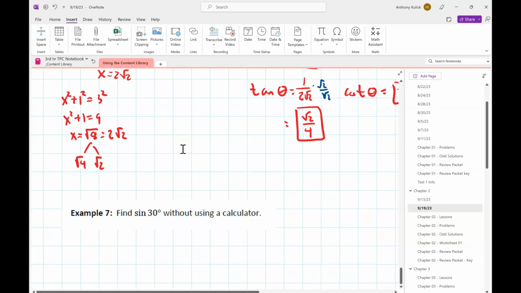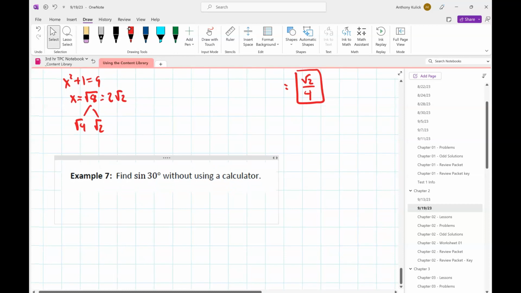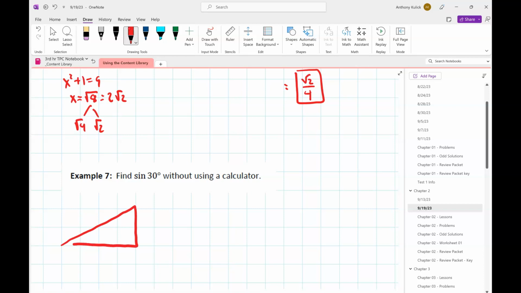Find sine of 30 without using your calculator. Well, guess what I'm going to start by doing? Drawing a picture. So there's my right triangle. There's sine 30, or I'm sorry, 30 degrees. What's the other angle have to be? 60. Does that ring any bells from geometry?